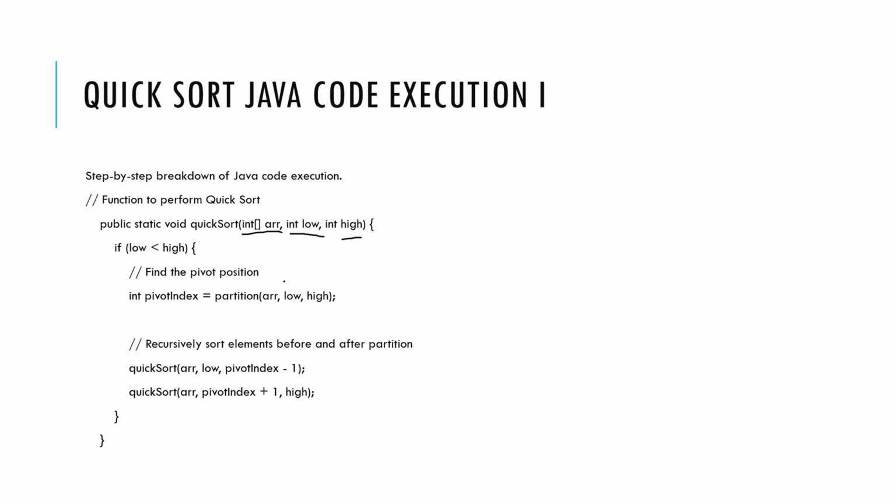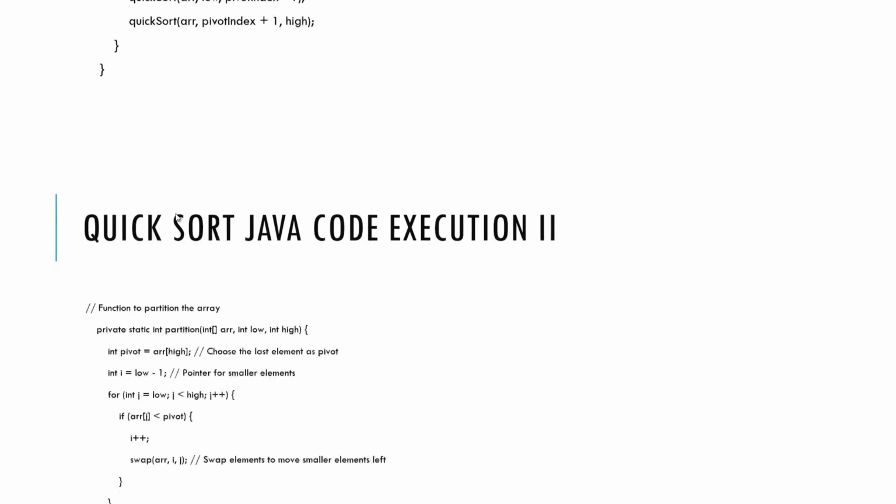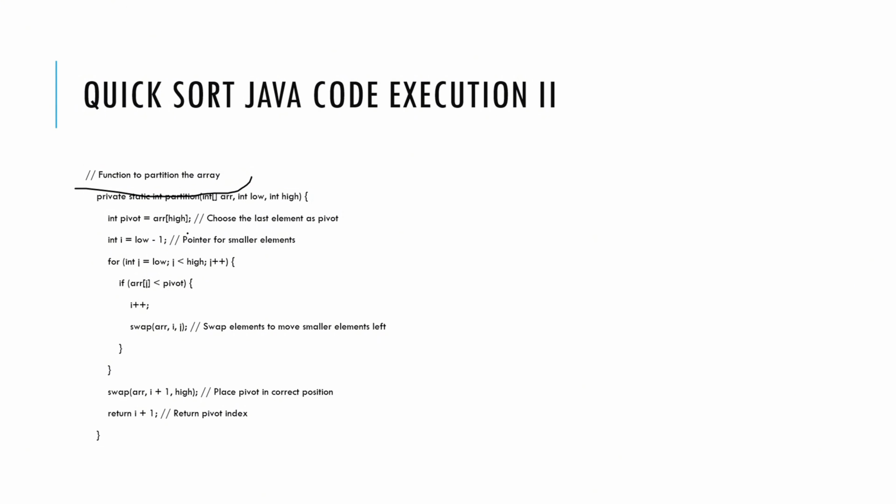We find the pivot position, recursively sort elements before and after partitioning, and then finally, this is the function to partition the array. As you can see, we find the pivot position, then we partition the array, pointing the smaller elements, that are the elements on the left, and place the pivot in its correct position. Then there is the function to swap two elements.